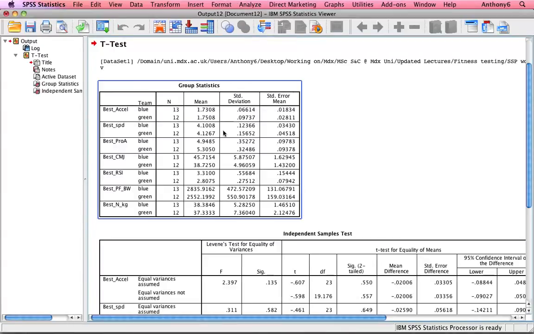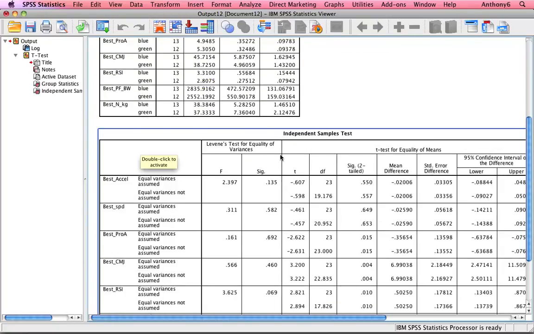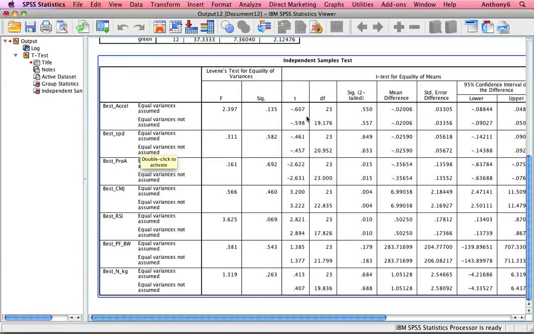So we get our data output, and we get the means per team across each of the tested variables, and then here we get our independent samples t-test results. So we have here our significance value, but before we start to interpret that, we just need to ensure that the variance between each of the groups was similar. And if they were similar, then we get a value that is above 0.05.